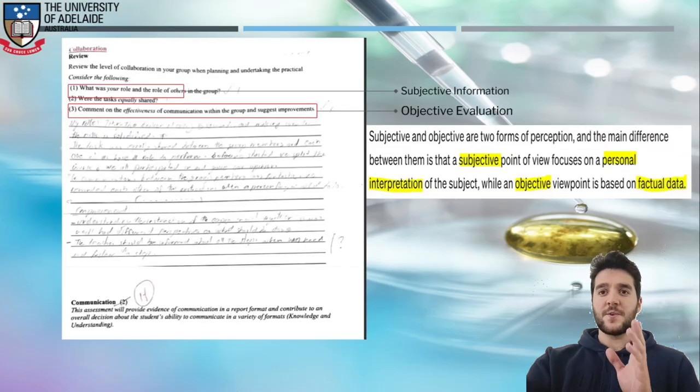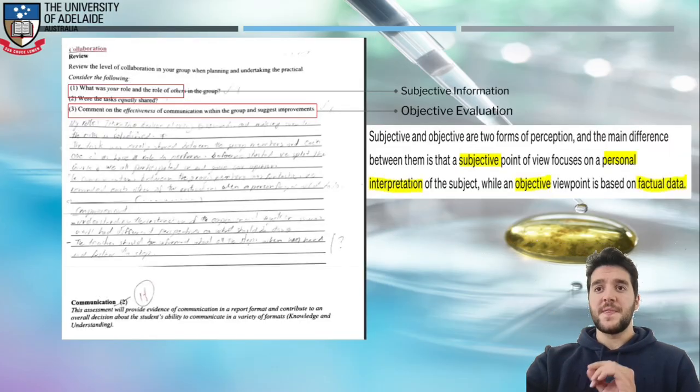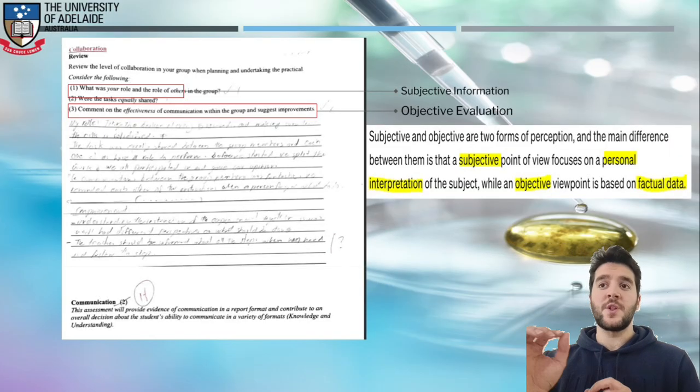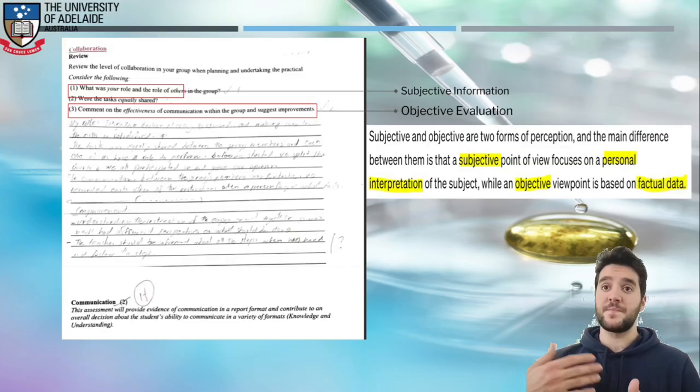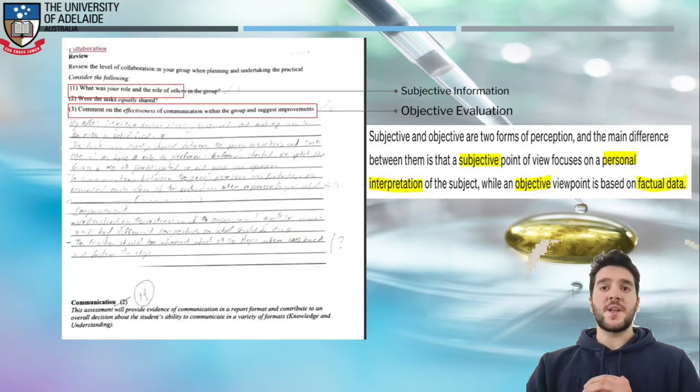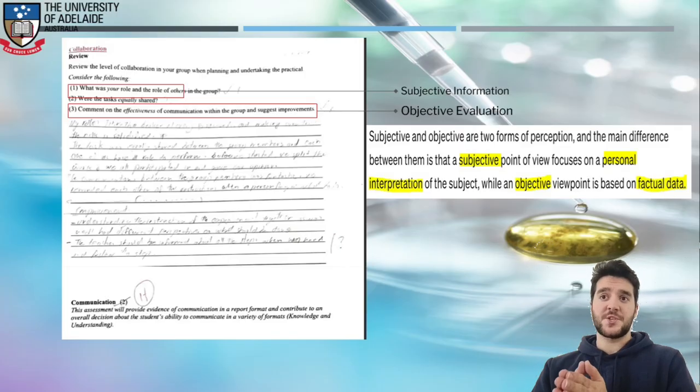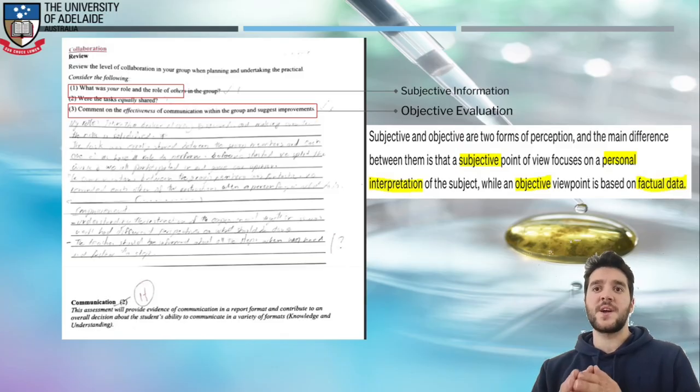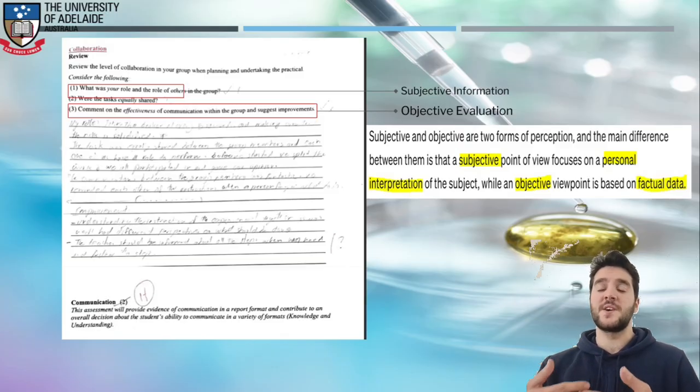All right, so moving on to subjective information. These are the information from only one point of view, which could be presented as opinions, such as the ones you see in the websites and the like. In our assessment here, subjective information is represented by the question shown in this figure, where it asks students to reflect on the level of collaboration they had when planning and undertaking the practical.